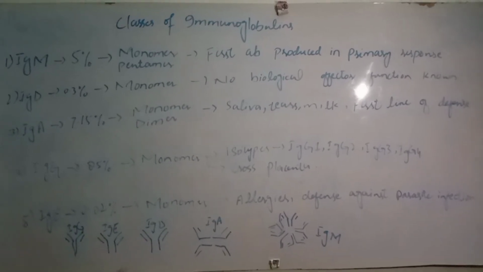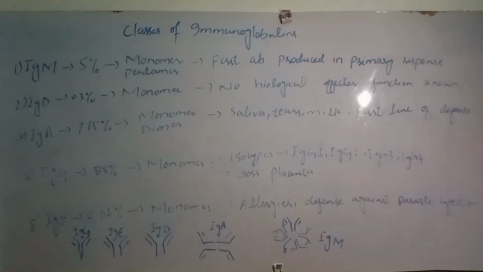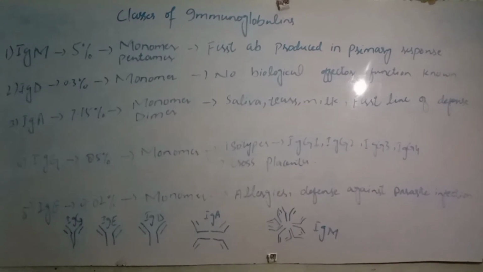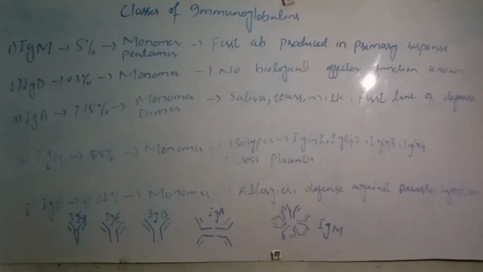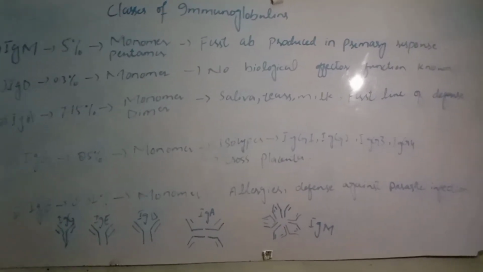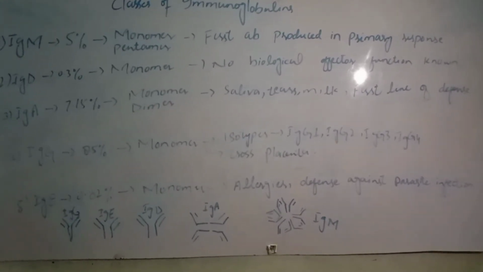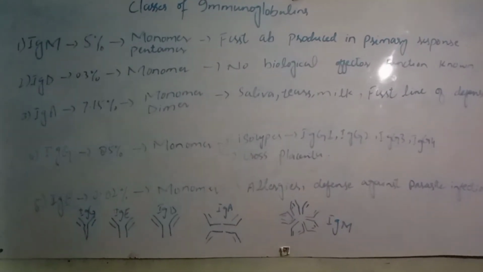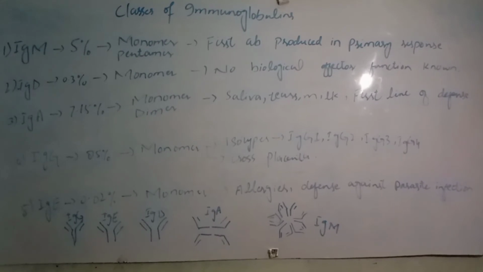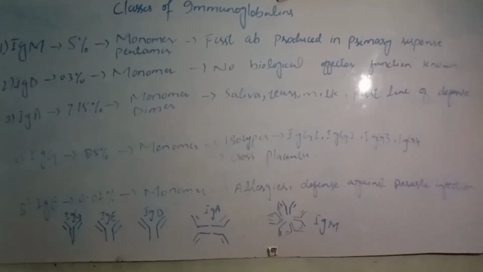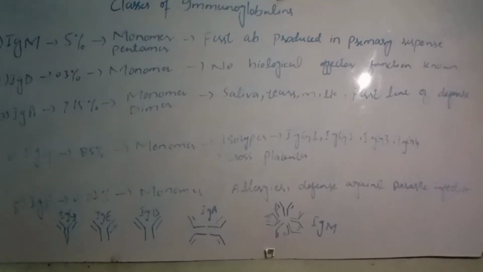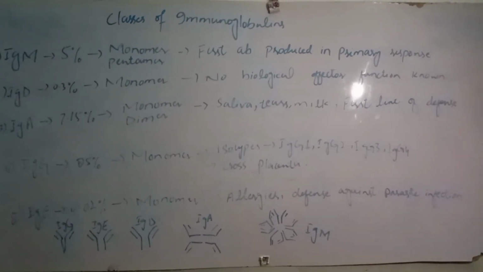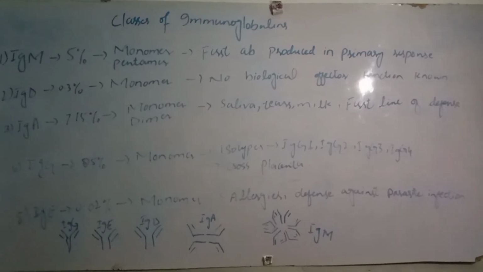Next type of immunoglobulin is IgG. IgG is present at 85% concentration in serum. It is the most dominant form of immunoglobulin found in serum, and it occurs as a monomer. Four isotypes are present: IgG1, IgG2, IgG3, and IgG4. These are the four isotypes of IgG immunoglobulins. And it is the only antibody which crosses the placenta, and it is involved in opsonization also.